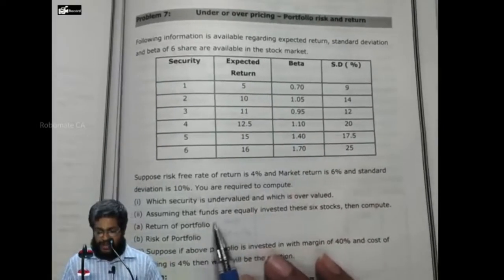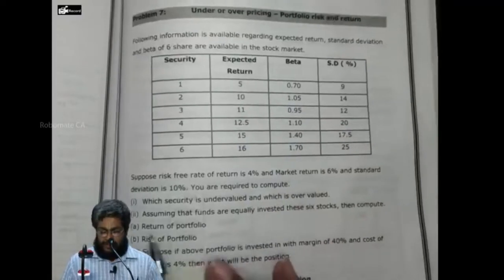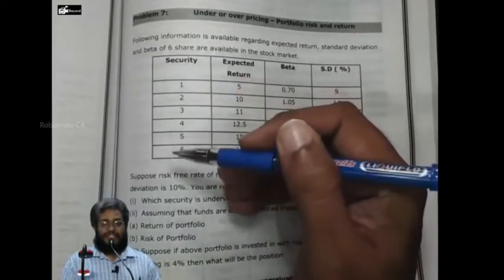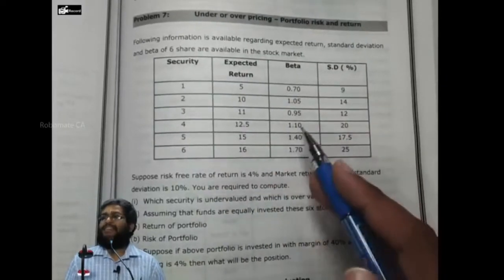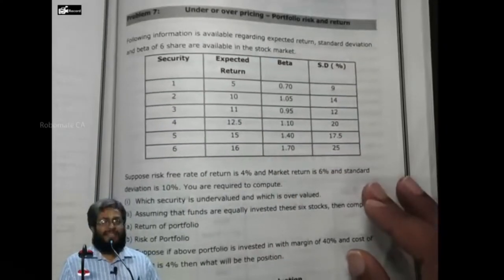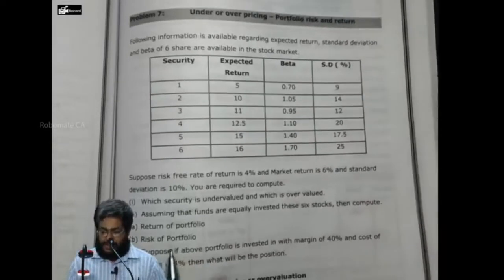Second question: assuming that the funds are equally invested in the 6 stocks, compute the return of the portfolio. Very simple. If I invest in all 6 shares equally, the return of the portfolio is the weighted average. In this case even a simple average, because the weights are the same, and all the returns divided by 6 give me the expected return. Right or not? Now, look at the next question.